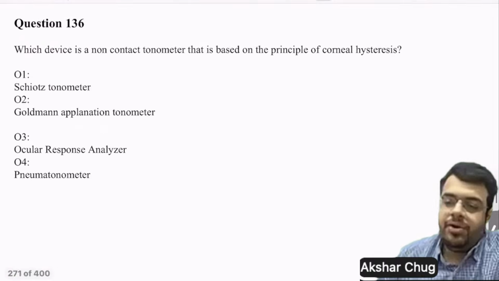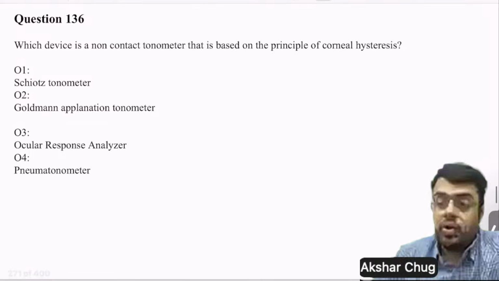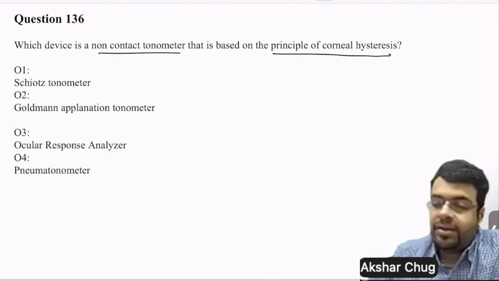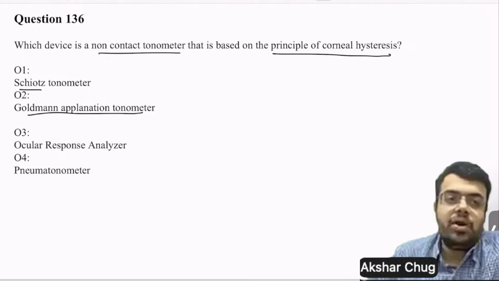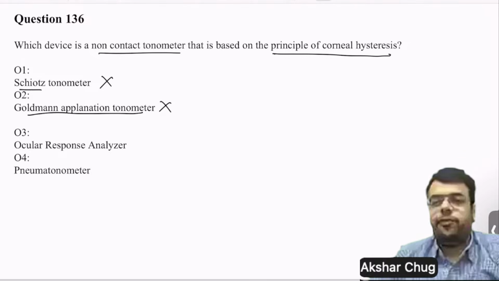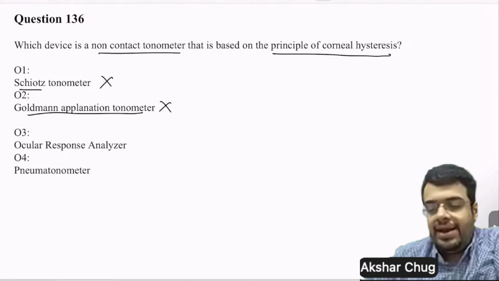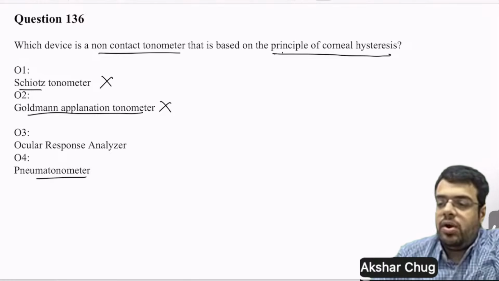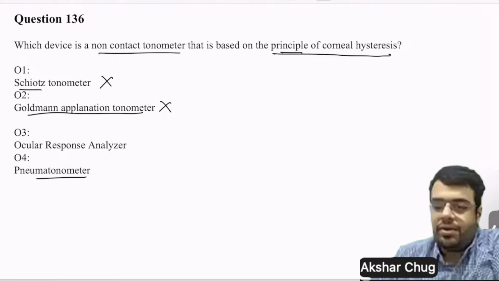Moving on to question 136, which device is a non-contact tonometer based on the principle of corneal hysteresis? Now, as we know, Schiotz and Goldmann applanation tonometer are contact tonometers. So both of them are ruled out. Now, confusion might arise between ocular response analyzer and pneumatometer. So pneumatometer is a non-contact tonometer, but it does not follow the principle of corneal hysteresis. So that is also ruled out. So the correct option is option 3.